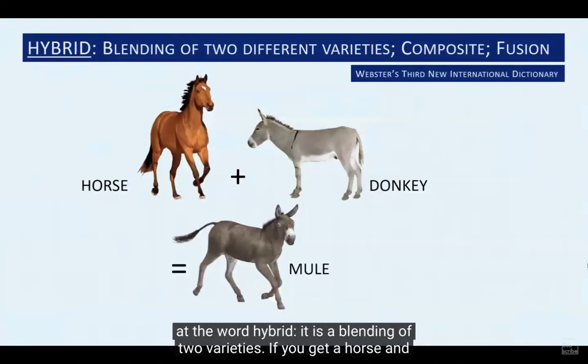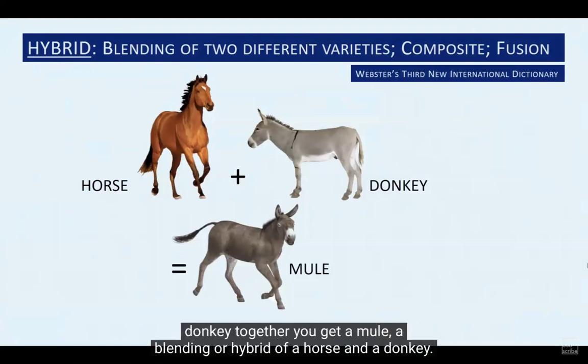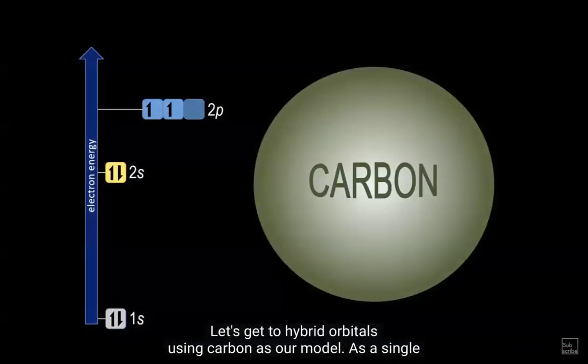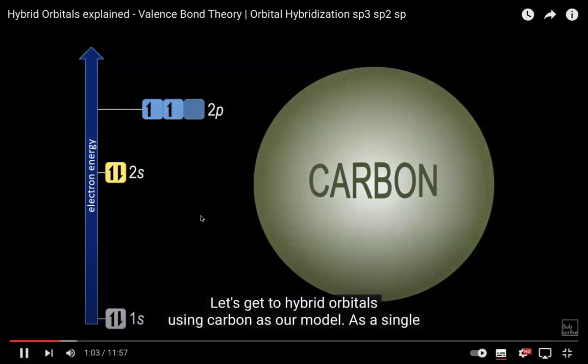Let's take a look at the word hybrid. It is a blending of two varieties. If you get a horse and donkey together, you get a mule, a blending or hybrid of a horse and a donkey. Let's get to hybrid orbitals using carbon as our model.